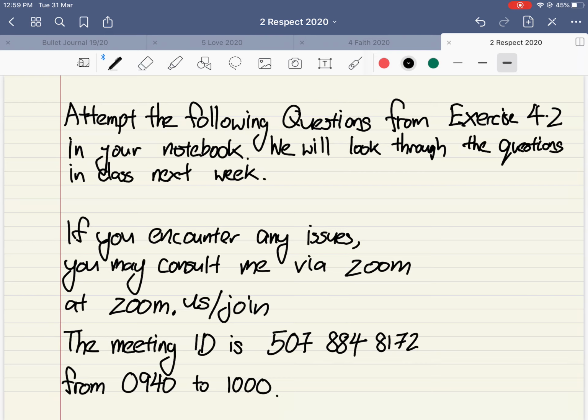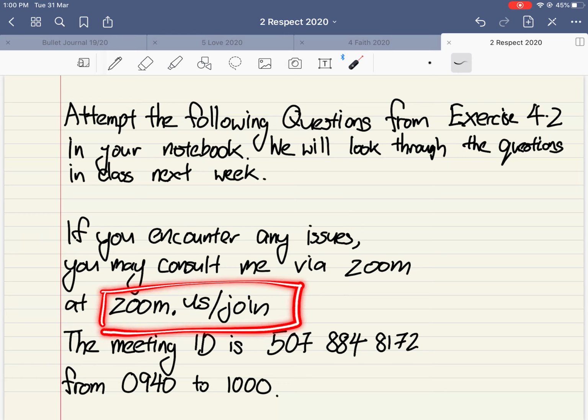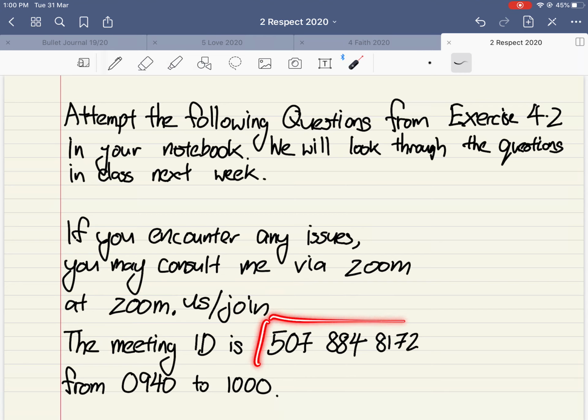Now, I've completed all the examples for the lesson itself. So now, what I need you to do is to please attempt the following questions from exercise 4.2 inside your notebook. We will look through the questions in class next week. If you encounter any issues today, you may consult me via Zoom. And what is the website for you to use Zoom? It'll be zoom.us/join, and the meeting ID is 507-884-8172, and I will be available from 9:40 to 10 a.m.